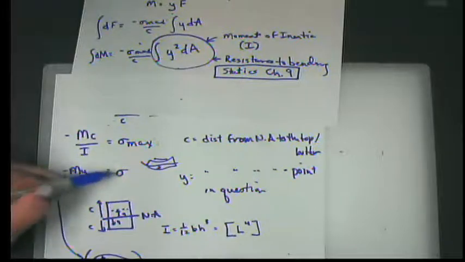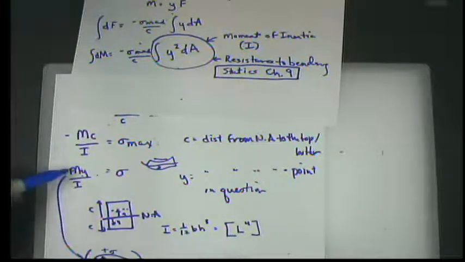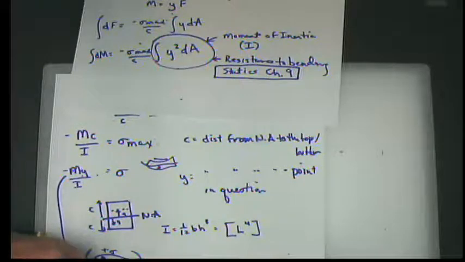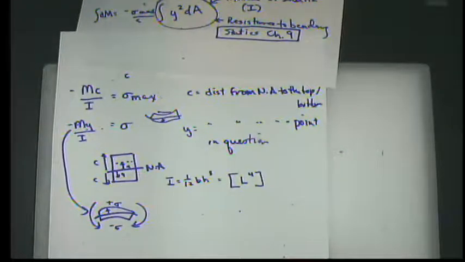Positive y results in positive sigma up here. Here we have a negative moment and a negative y. So that would be negative, negative, negative. So that's a negative sigma down here, signifying compression.